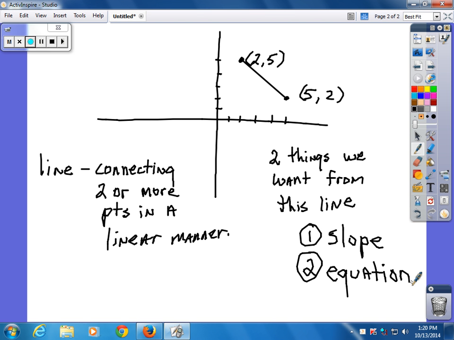Now, in order to find the slope and the equation, we have to talk about what a general form of a line is, what the equation is, what does it look like. All right? So we'll come back to these 2 points later. I'm going to turn over to the next page and we're going to talk about slope and the equation. I'm going to start with the equation first, and then we'll talk about how to find it later.